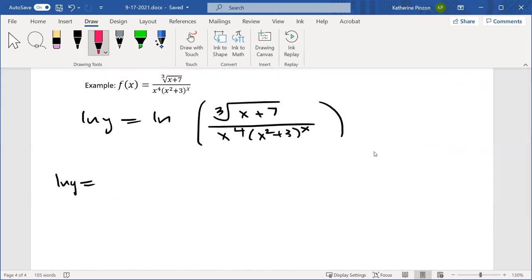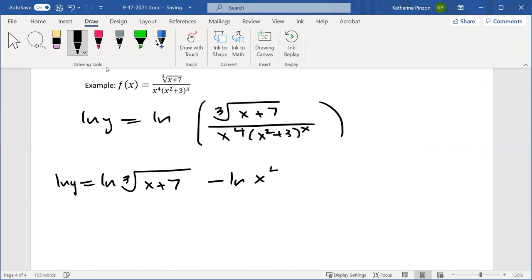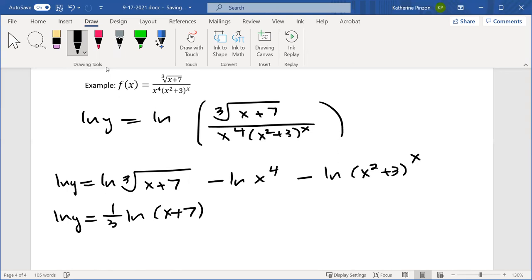Okay, so we broke it up into three pieces, and the three pieces were natural log cube root x plus 7 minus natural log x to the 4th minus natural log x squared plus 3 to the x. Okay, and then did you do anything else? Yeah, let's bring those exponents in the front. What exponent does this first guy have? 1/3, perfect. 1/3 x plus 7 minus, what's that guy got? 4, minus, what's the exponent of this guy? X.